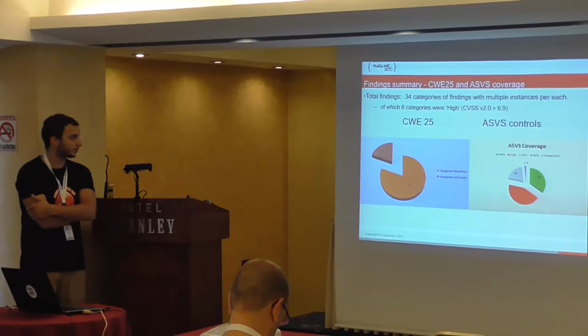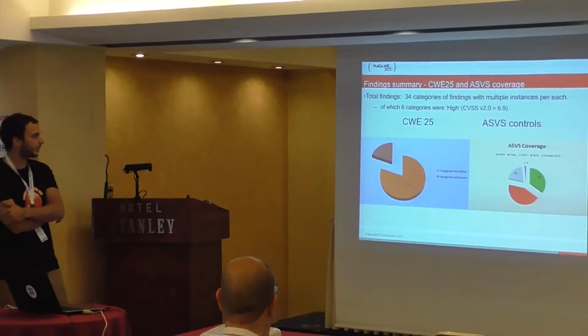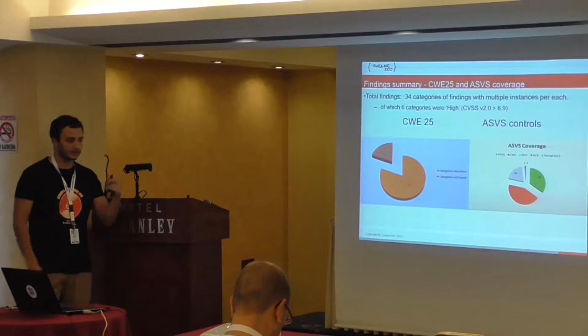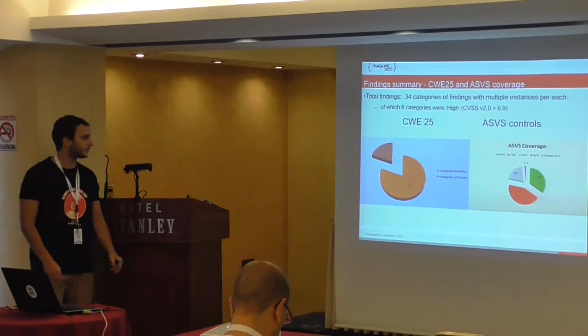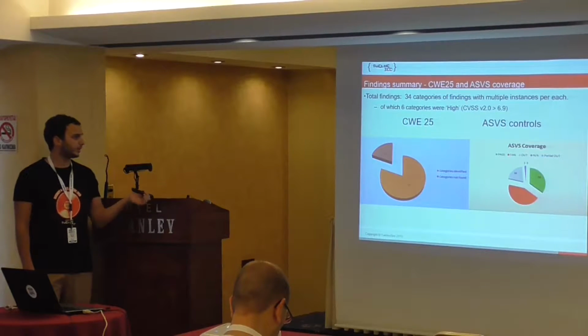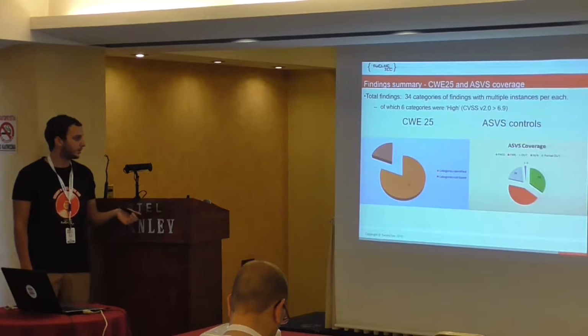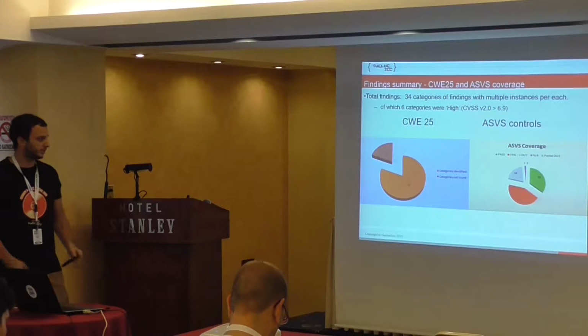So just to give a better picture of what we have seen there. In terms of findings, there were about 34 categories identified in the final report, of which 6 were high, meaning that the score was CVSS 7 or greater. If you extrapolate that to the CWE 25, there were 20 categories of CWE present on the project, and 5% were not identified there.